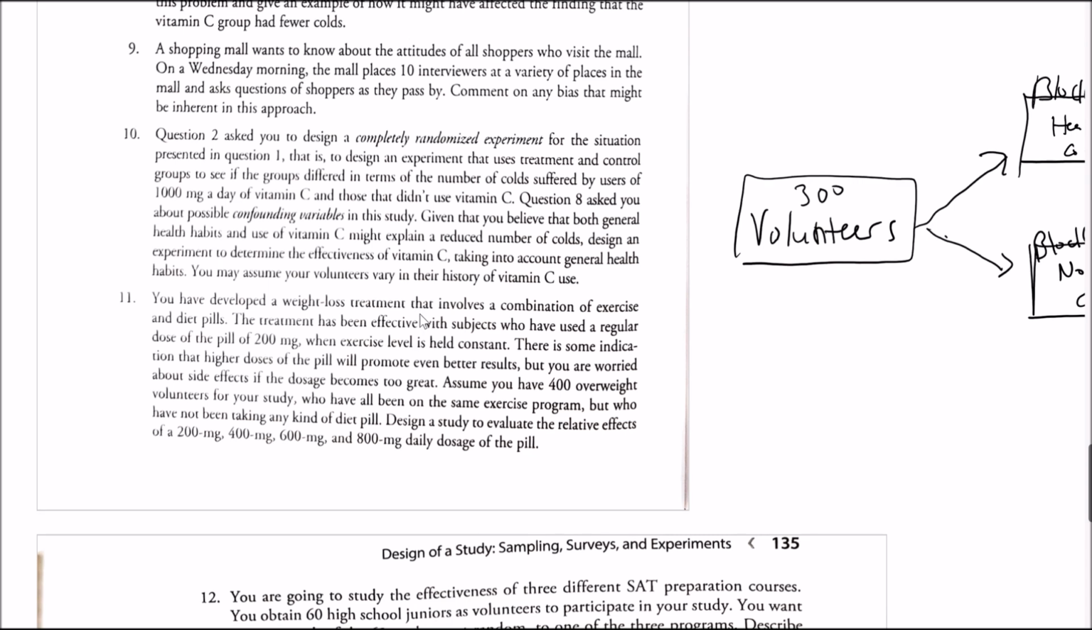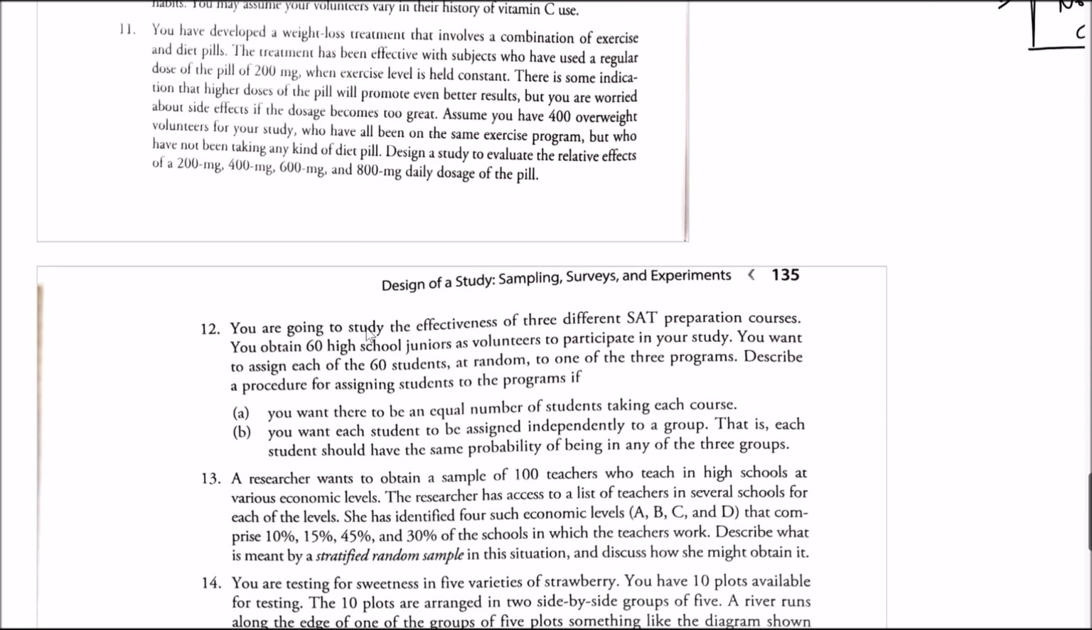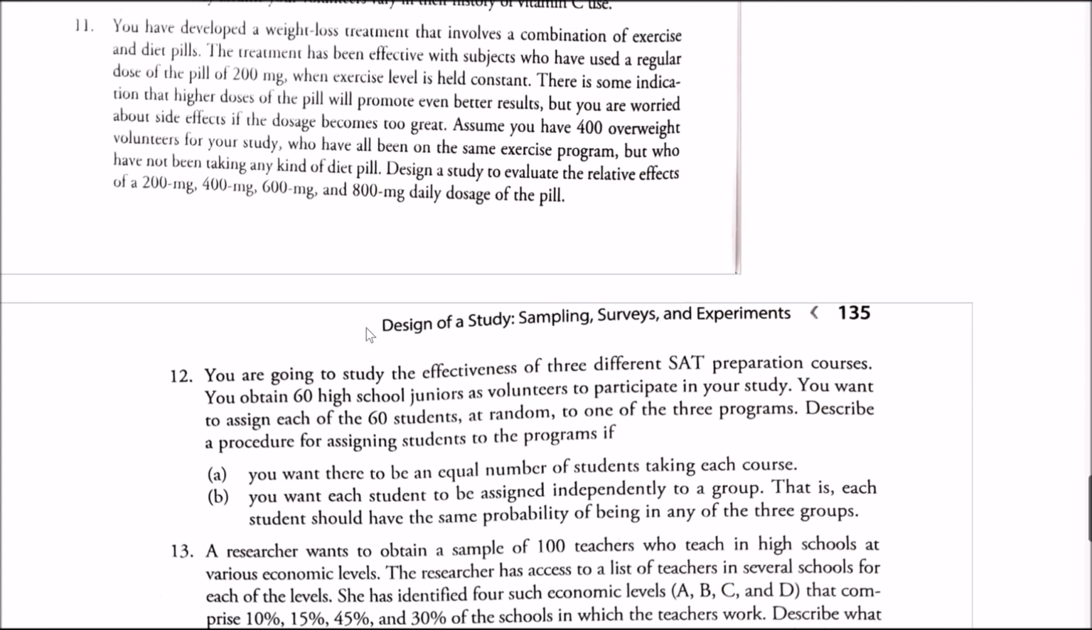Okay, so that's number 10. Let's look at the next one. Number 11, you have developed a weight loss treatment that involves a combination of exercise and diet pills. The treatment has been effective with subjects who have used a regular dose of the pill of 200 milligrams when exercise level is held constant. There is some indication that higher doses of the pill will promote even better results, but you are worried about side effects if the dosage becomes too great. Assume you have 400 overweight volunteers for your study who have all been on the same exercise program, but who have not been taking any kind of diet pill. Design a study to evaluate the relative effects of a 200 milligram, 400 milligram, 600 milligram, and 800 milligram daily dosage of the pill.